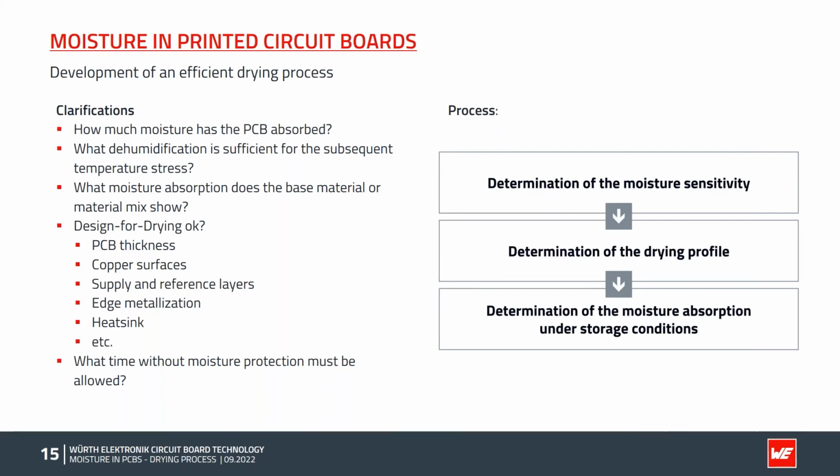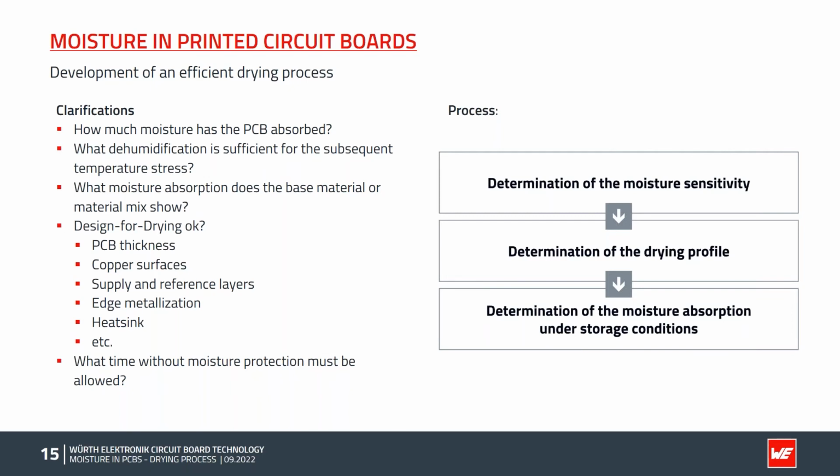Then we need to determine the drying profile. Which equipment do we have for drying? And of course, we have to use the series equipment, not just an oven in the lab. No, we need the series equipment for that determination of the drying profile. And then the determination of the moisture absorption after the drying under your individual storage conditions.